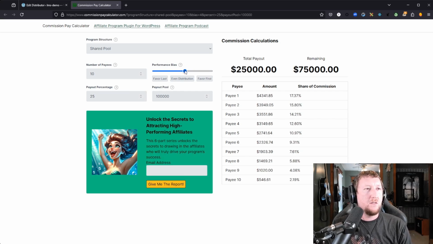So, if I nudge this a little bit, there's not a hard value here, but it's just simulating the idea of different payees, different collaborators performing better than others. Let's say that there's a big difference between the best collaborator and the worst collaborator. In this case, the best collaborator is getting 17% of the commission and the worst one is getting 2%. In this example, the top collaborator is getting $4,300 of the payout, and the worst one is getting a $500 payout.